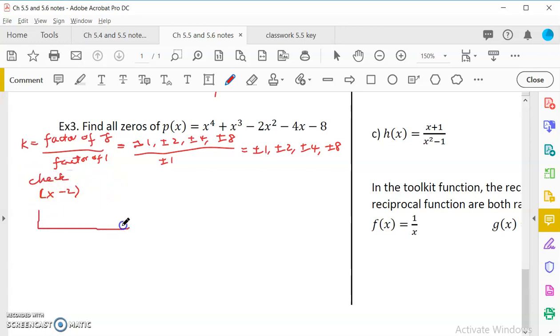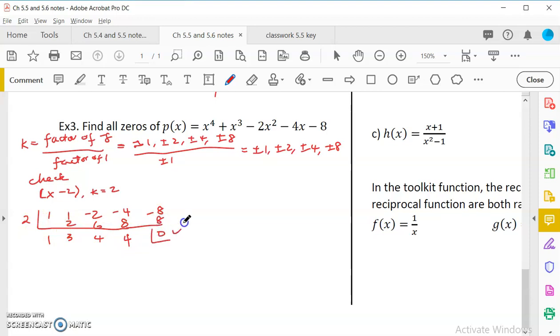So I would do a long division. 1, 1, -2, -4, -8. It's not long division, it's synthetic. So I put 2 here. So k is 2. Okay, bring down. 1 times 2 is 2. Add together is 3. 2 times 3 is 6. Add together is 4. 2 times 4 is 8. Add together is 4. 2 times 4 is positive 8.